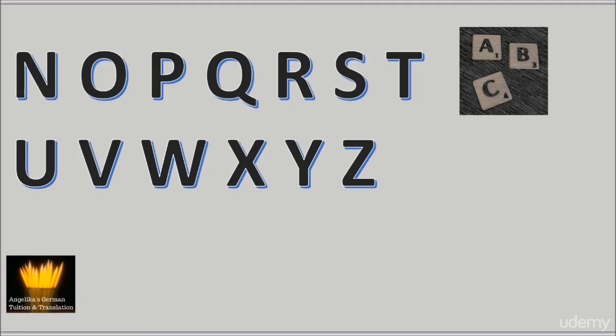So here we have the second part again. N, O, P, Q, R, S, T, U, V, W, X, Y, Z. And before we move on to the extra letters, we do a little bit of a listening exercise, which you can do in the next video.